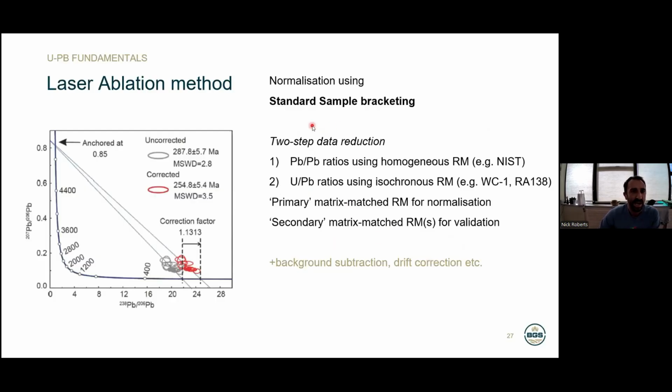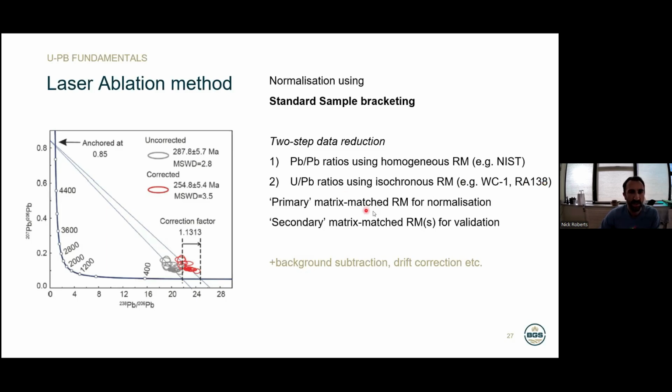So going back to standard sample bracketing, how do we get around this when we're using heterogeneous minerals like carbonates? At the moment, the community basically uses a two-step data reduction. We normalize our lead-lead ratios using something more homogeneous, like a zircon or a silica glass. And then we normalize our uranium-lead ratios using this carbonate, so the WC1 standard or the RA138 standard.